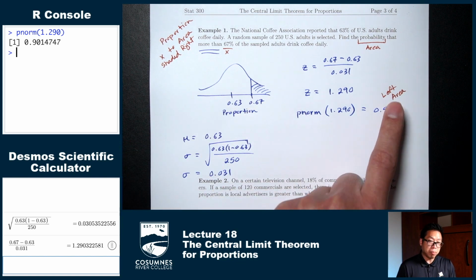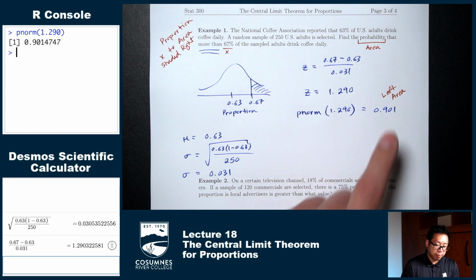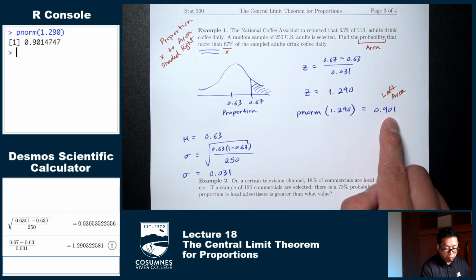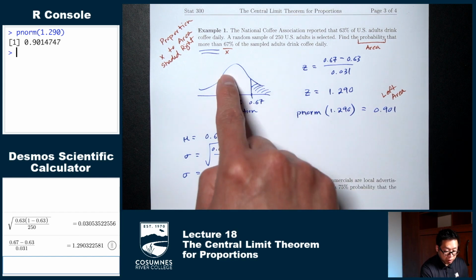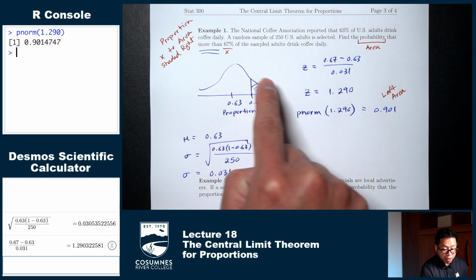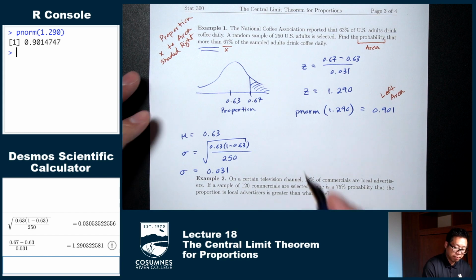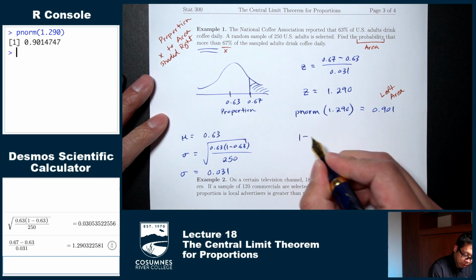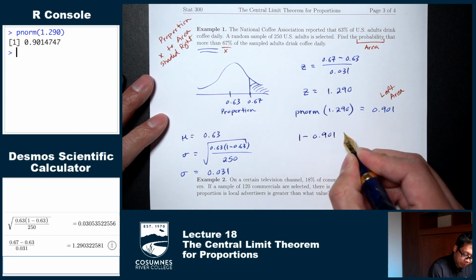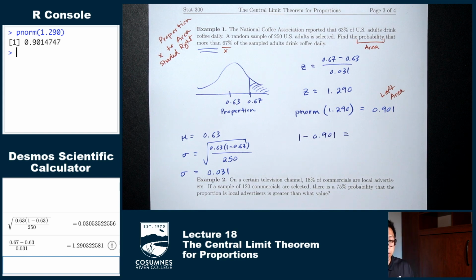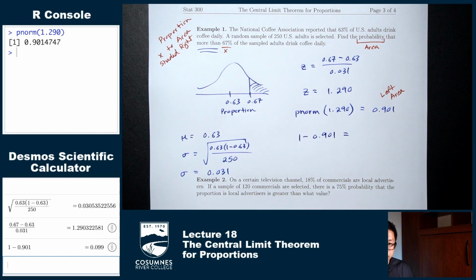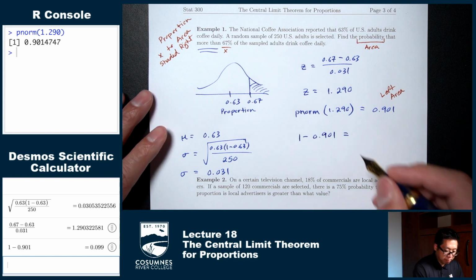So we need to do something to this left area to get the area to the right. So this 0.901 refers to the area on the left, which is this white part. We want the other part, the one on the right. So to get the other part, do a 1 minus. Okay, 1 minus 0.901. 0.099.